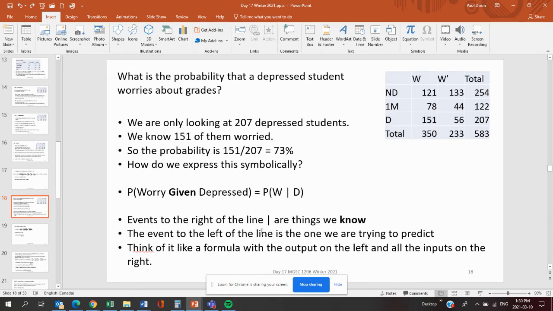Okay? Some people like to think of this as a fraction. So like here, 151 out of the 207. On the right, under the dividing sign, put the number that fits that description, so divided by 207. And on the left, the one that fits the description you're looking for. Some people like to think of it as a formula. If you were to write a formula, you have y equals some function. What you're trying to find out is on the left. What you know, what goes into the formula, goes on the right.